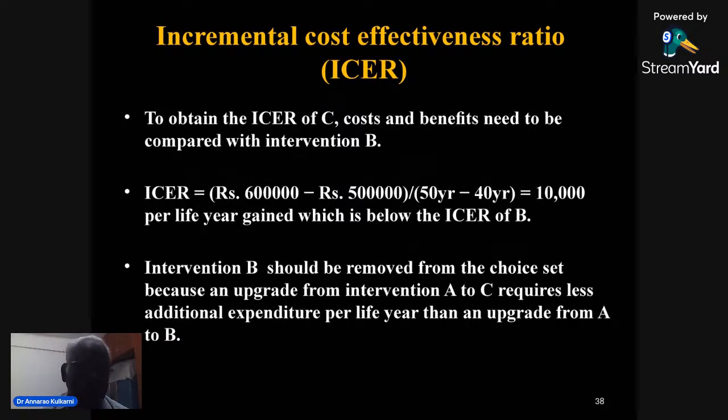ICER should be considered. To obtain the incremental cost effectiveness ratio of C, costs and benefits need to be compared with intervention B, because that is the next best alternative available. So ICER for C is 6 lakhs minus 5 lakhs divided by 50 minus 40, which is equal to 10,000 rupees per life year gain, which is below the ICER of B. Intervention B should be removed from the choice because the upgrade from intervention A to C requires less additional expenditure per life year than the upgrade from A to B.